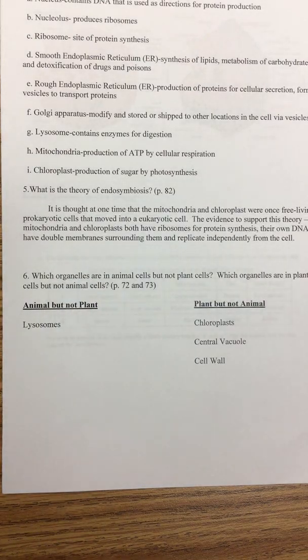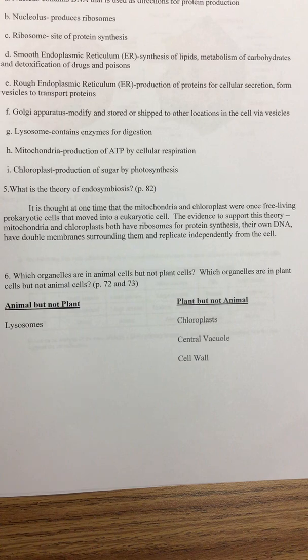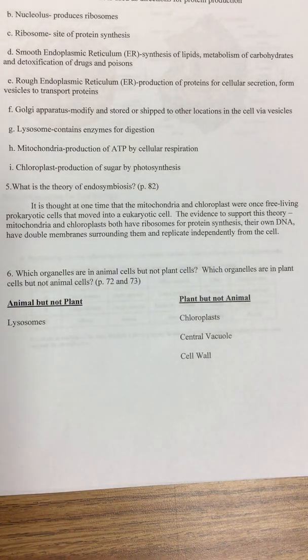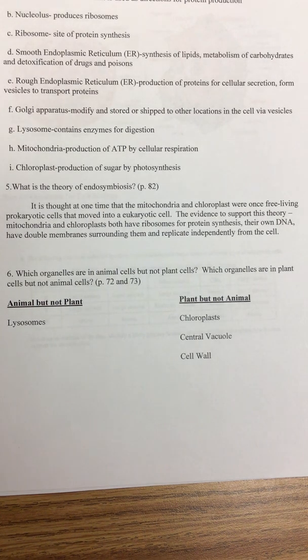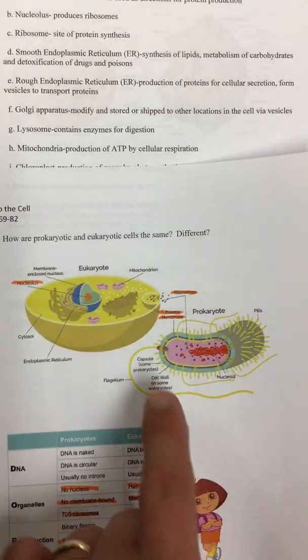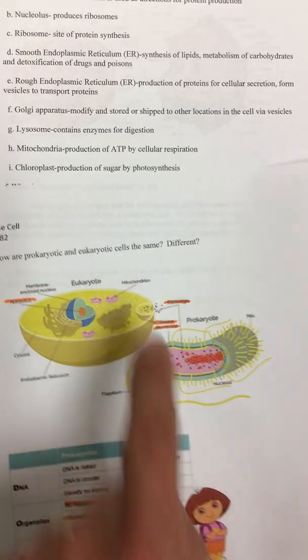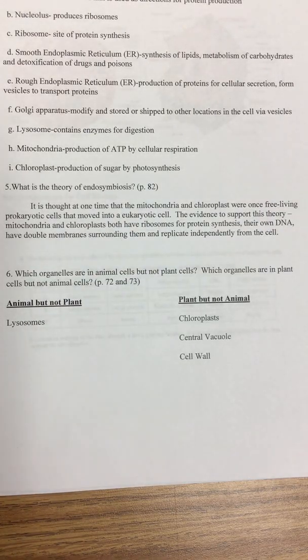And so what's the evidence for that? The mitochondria and the chloroplast both have ribosomes for protein synthesis. Why would you have to have your own ribosomes if not at one time you were living on your own? The ribosomes are still present in a eukaryotic cell, so protein synthesis still could occur. So why have your own ribosomes? They have their own DNA, just like a prokaryotic cell. They have double membranes that surround them, and they replicate independently from the cell.